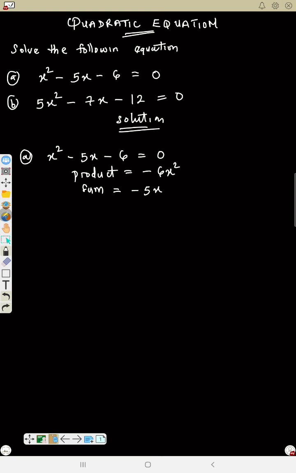Now, what are the two numbers we multiply to get 6? We have done that. 6 times 1 gives us 6. Again, 3 times 2 will give us 6.